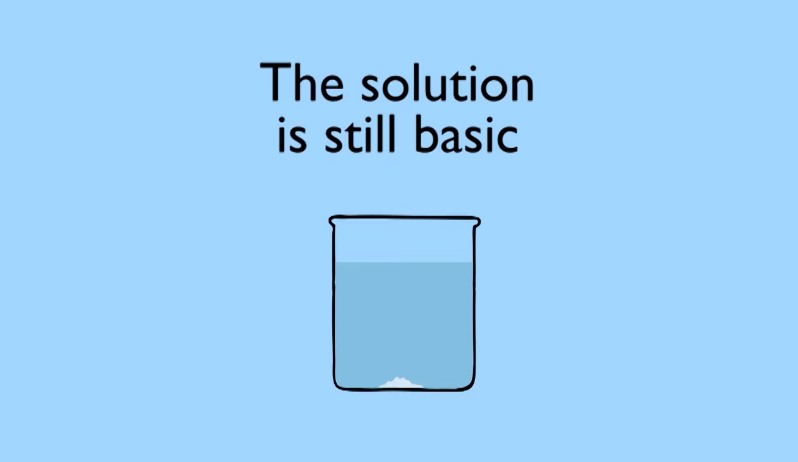The solid hydroxide often forms as a protective layer on the surface of the metal itself and slows down the reaction. But the solution will still be basic, as at least a few free OH- ions are present.